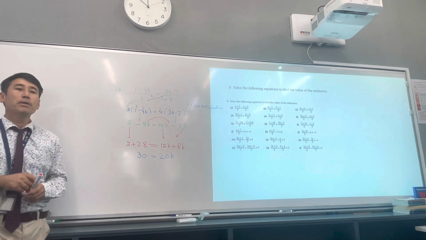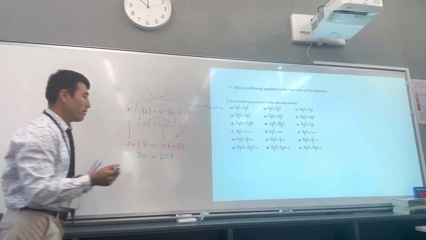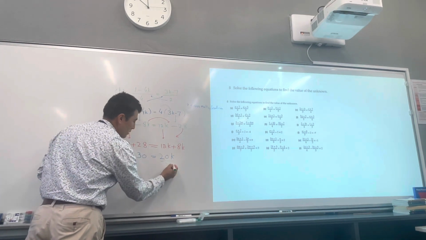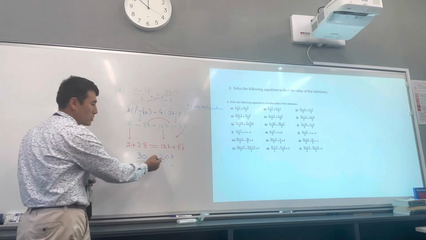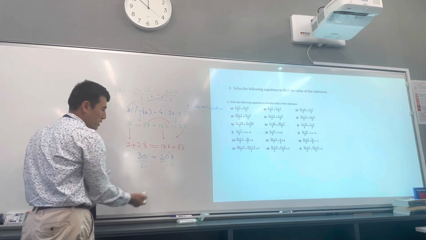How do you separate 20 from k? Divide by 20. Okay, that makes sense. Divide by 20. Okay, guys? Now you can see this 20 on the top, 20 on the bottom, we cancel.